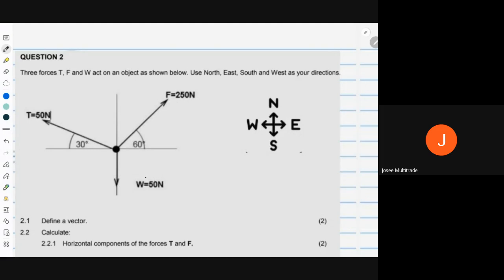But the main point is whenever you draw your vectors, show us that you understand that the vectors' lengths will differ because they have different magnitudes. If they have the same magnitude, it means the lengths will be equal. It's not that important in grade 11, but when you continue doing physics up to university and so on, it becomes important.